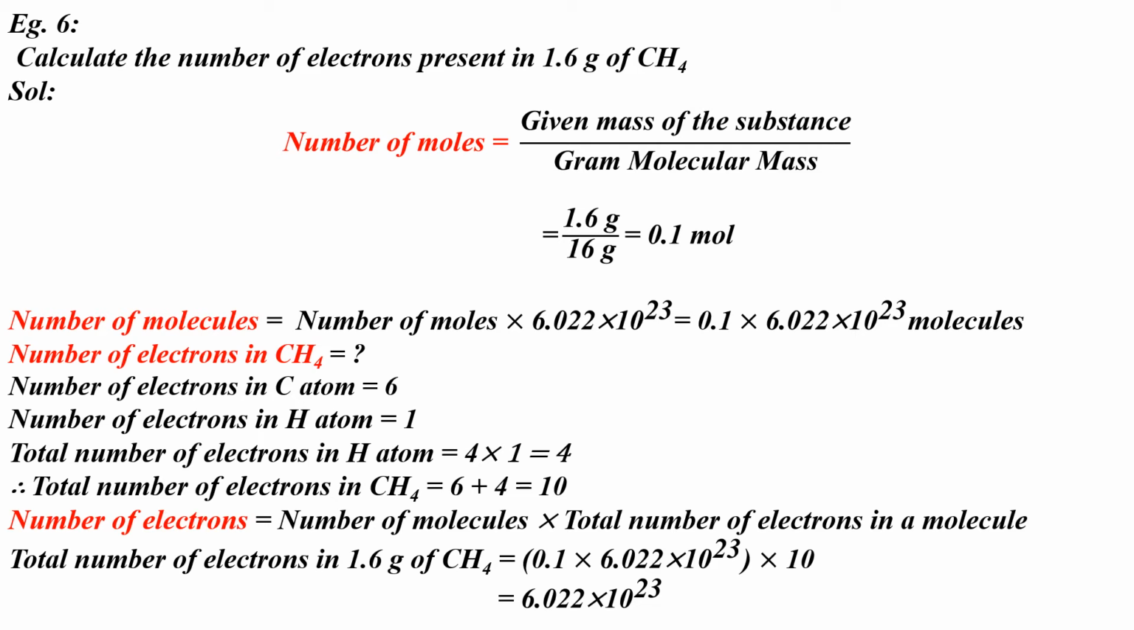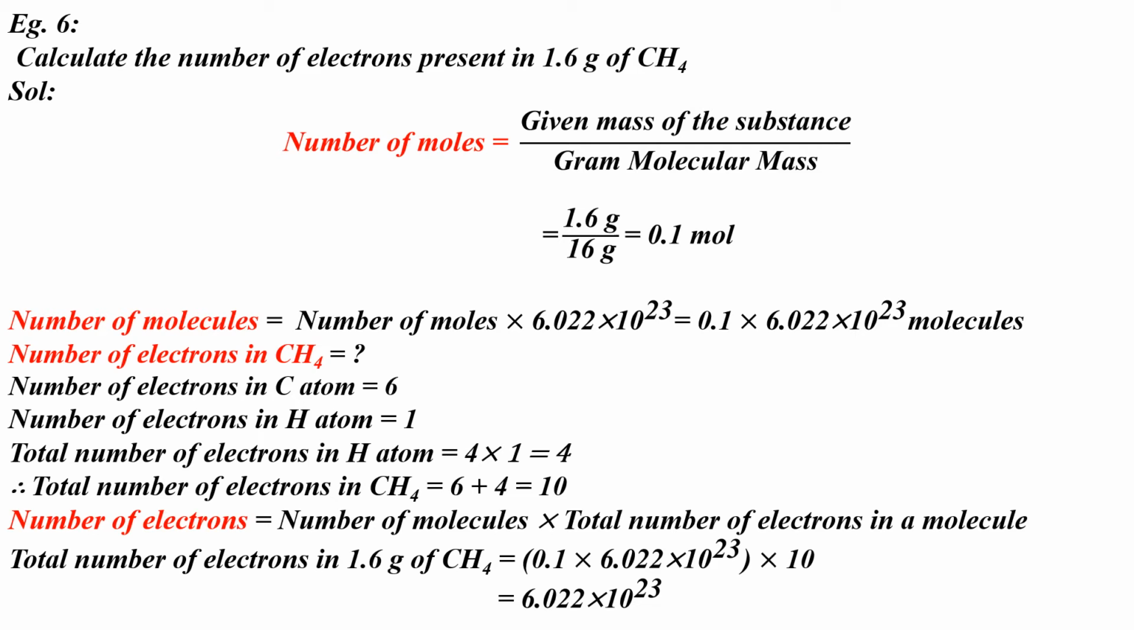Children, you should show how you calculated the gram molecular mass of methane while you write in your exam. Clear? So, on solving 1.6 divided by 16, you get 0.1 mole. Therefore, 0.1 moles of methane is present in 1.6 grams of methane. Our aim is to find out the number of electrons present in 0.1 mole or 1.6 grams of methane.